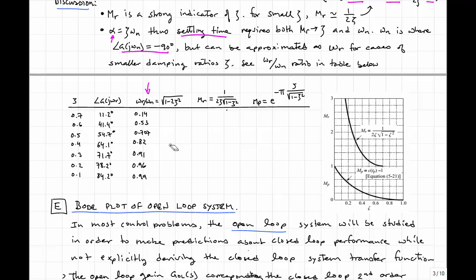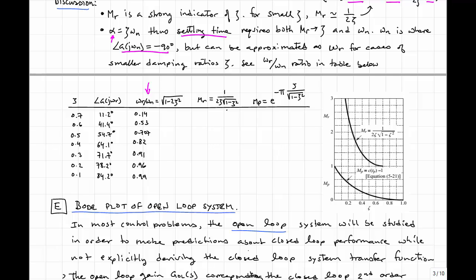The suggestion would be, say, if I want to have a settling time of 1 second, then maybe I want to design the system using these approximations to meet a settling time of perhaps 2 seconds. The reason I say 2 seconds and not half a second is, recall that omega r is always less than omega n. So if I use omega r, it's a conservative design.